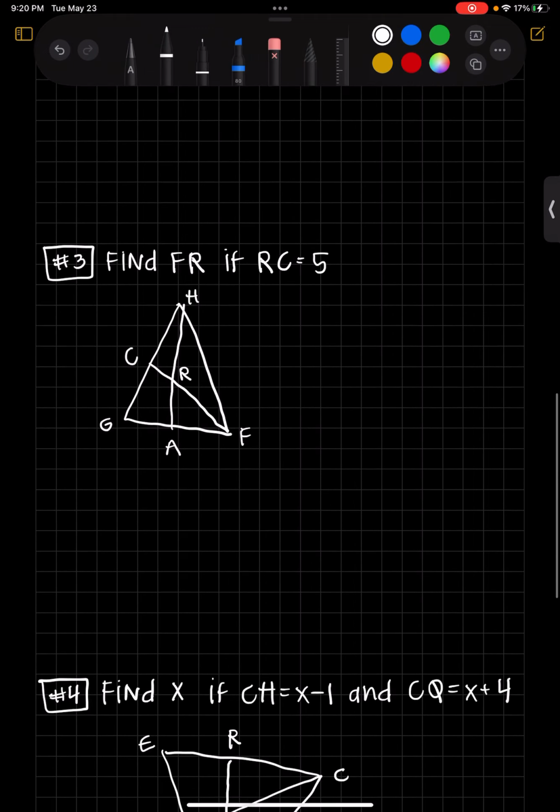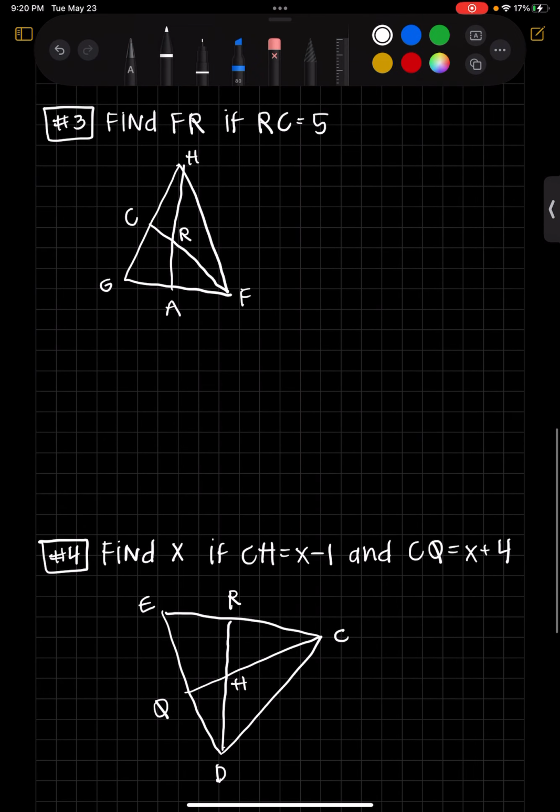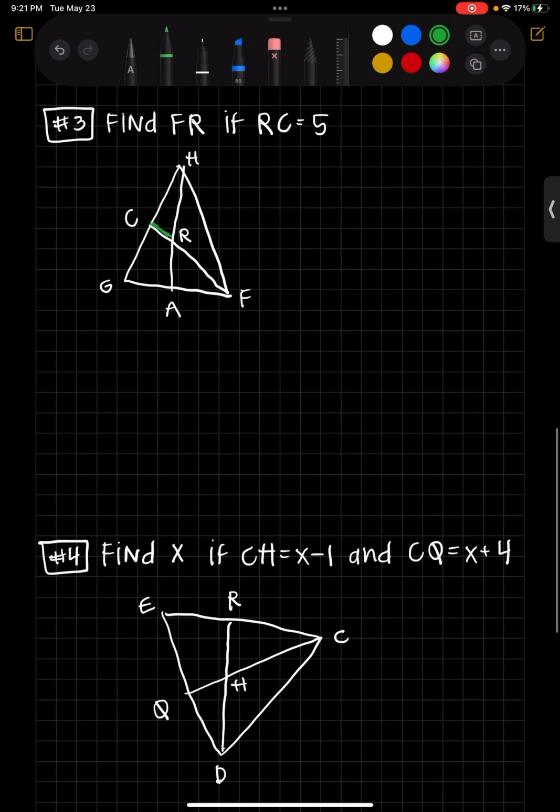All right, these last two examples talk about the centroid theorem, which is the one that I was trying to explain to you earlier in this video, and I think it'll be easier to understand with the examples. So example number 3 says, find FR if RC is equal to 5. So I know that from R to C, this length right here is equal to 5. And the goal is to find this line.